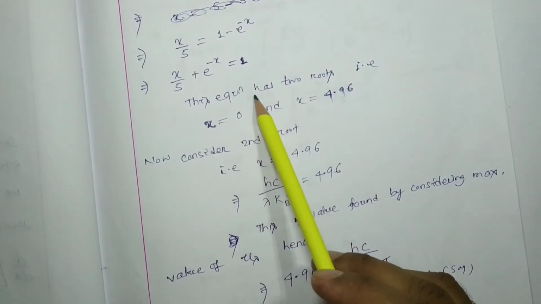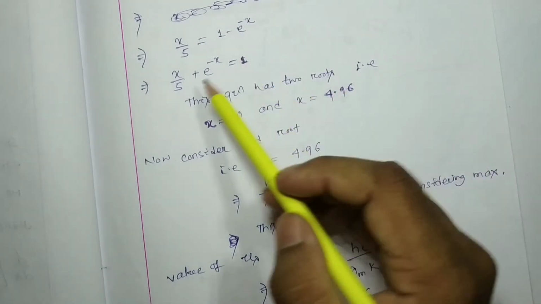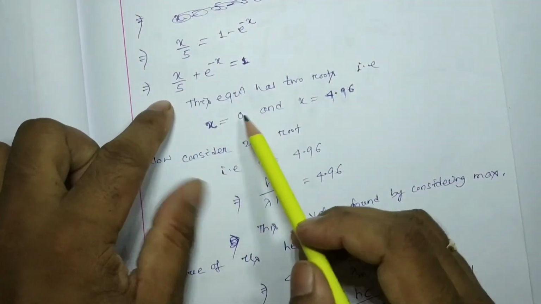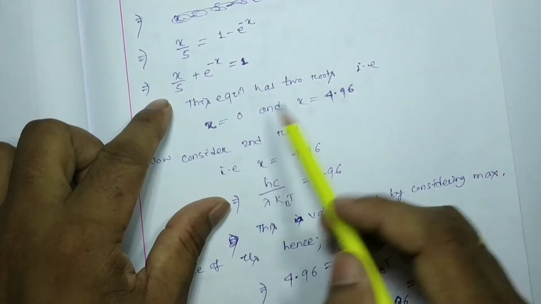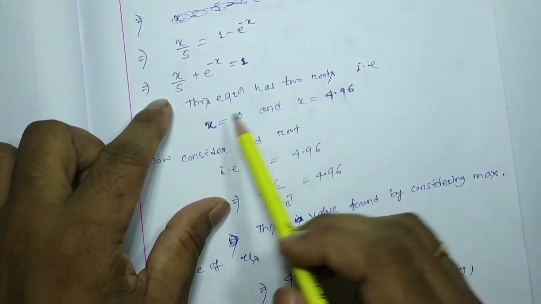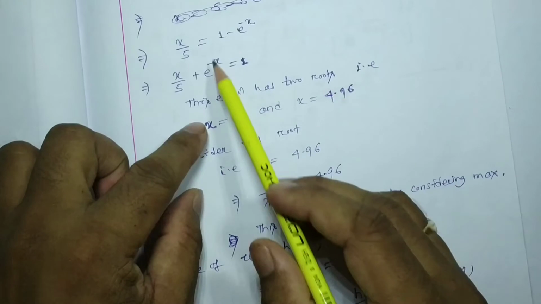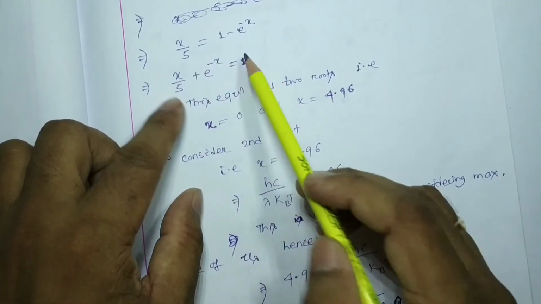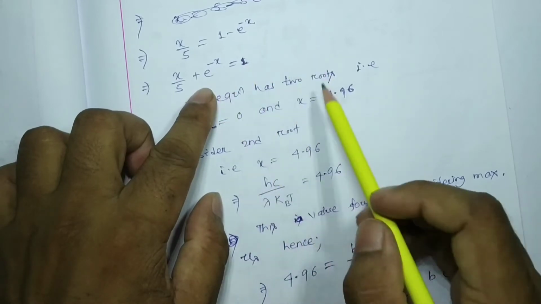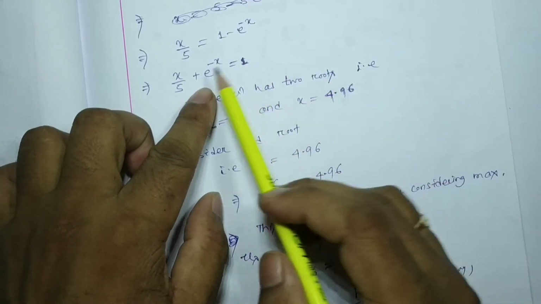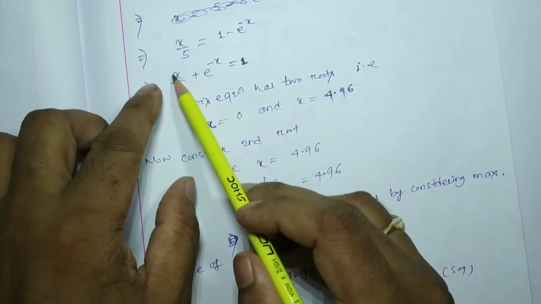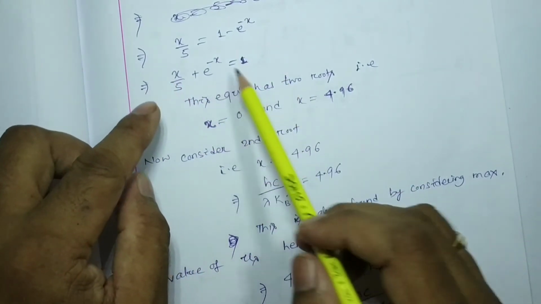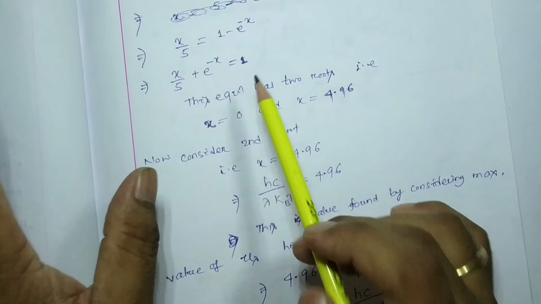This equation has two roots. If you solve this equation, you are going to get two roots. x will be 0 and x will be 4.966. You just put x equal to 0, e to the 0 equal to 1. Here e to the x with x equal to 0 will be 1. Now if you put approximately 0.5, e to the minus 0.5, and here 0.5 also you calculate, it will be 1, and this equation has two roots. So the equation has two roots.